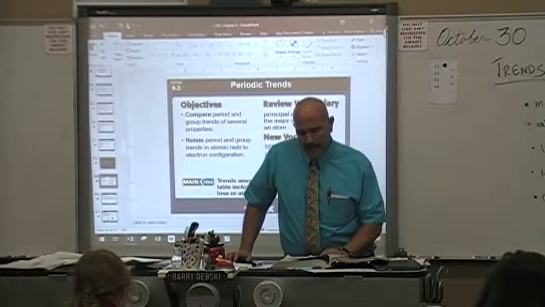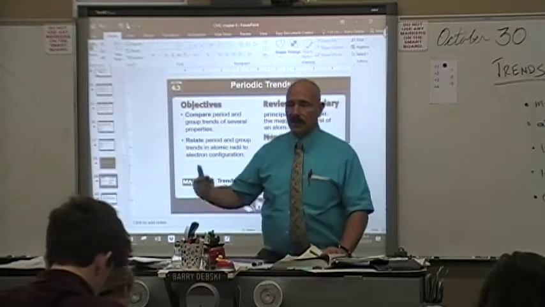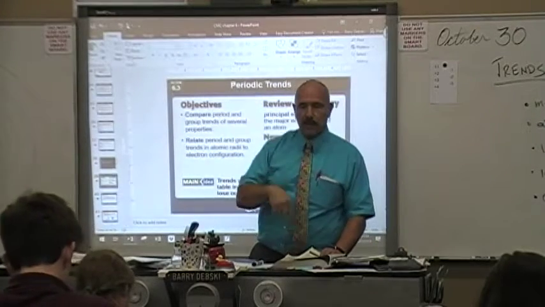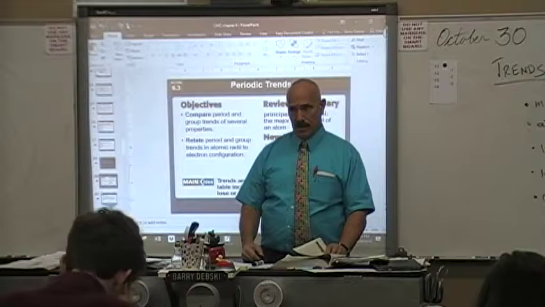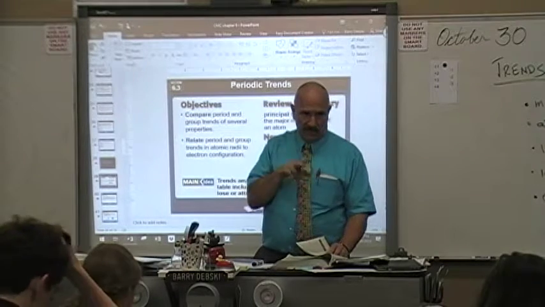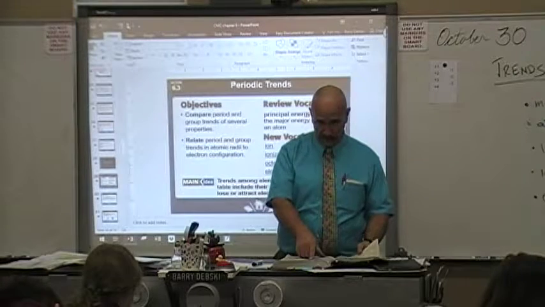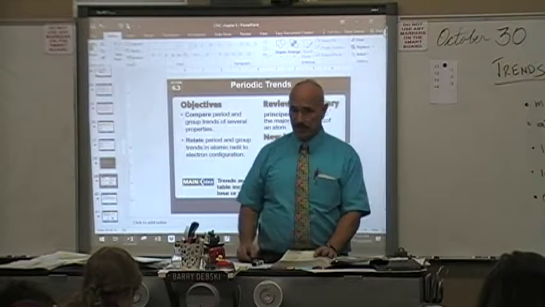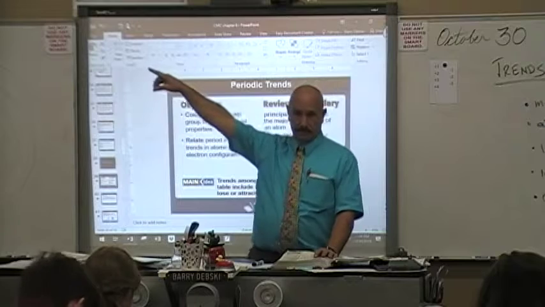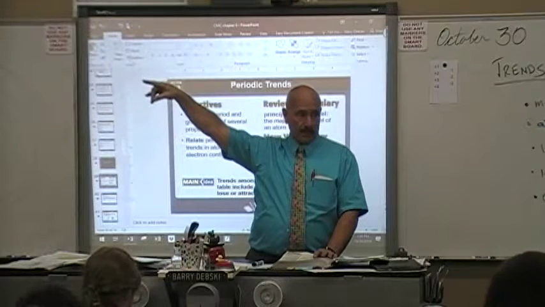It says ionization energy increases as I go from left to right and decreases as I go down. So I'll give you two elements. Figure out which one has the highest ionization energy, lithium or nitrogen. Both of those are in the same period, period 2. So this one's going to be higher.